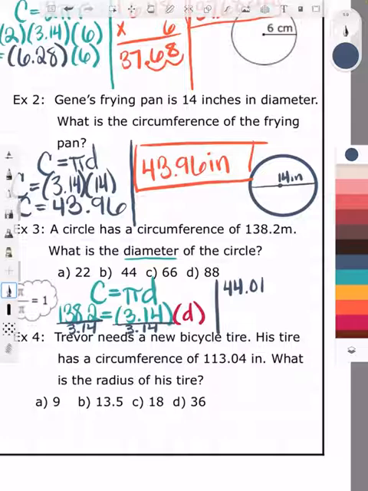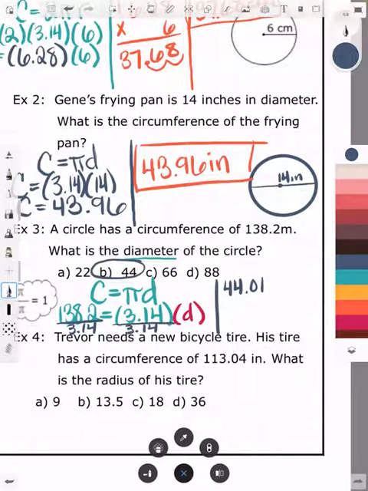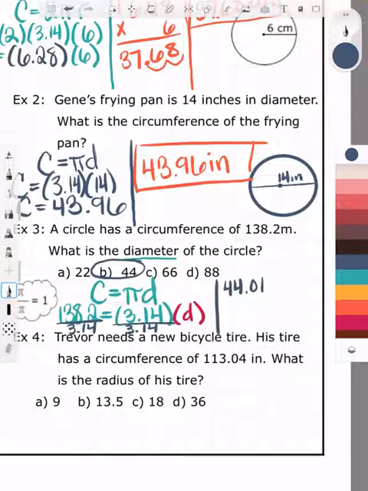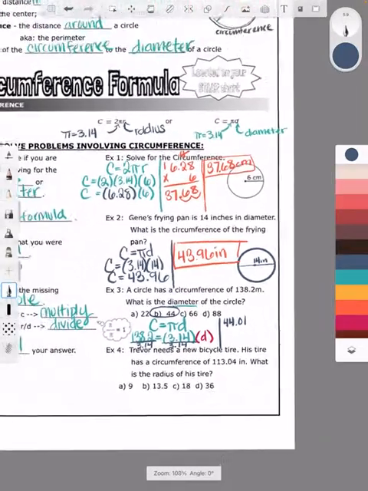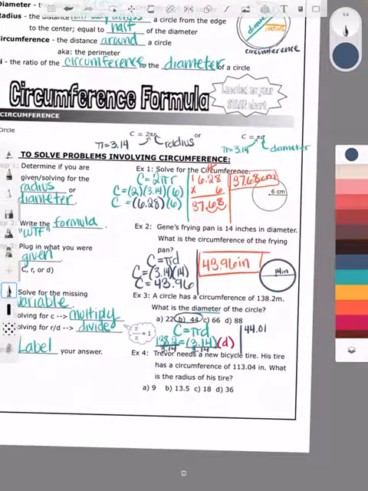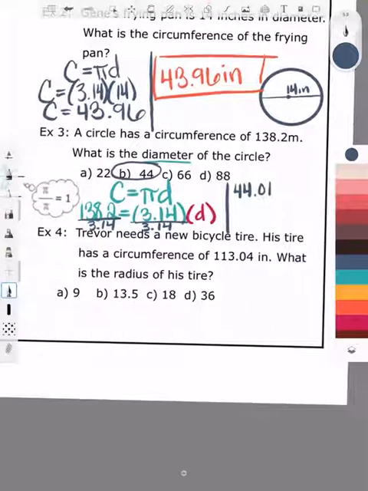If we would have done 138 divided by 3, we would have ended up with 46. Only one answer choice is close to 46, and that would have been answer choice B. So that's one way to make it a little bit easier when you're trying to solve for your circumference or parts of the circle and you have multiple choice answers. If we can avoid using decimals, we will. So make it easier on yourself on some of these multiple choice questions.